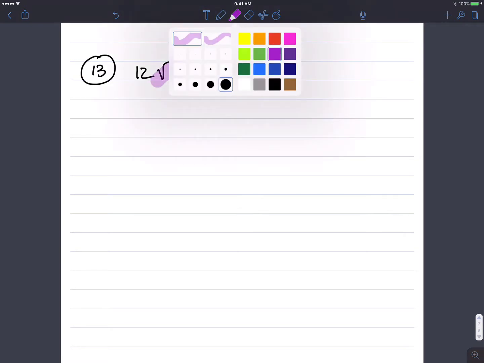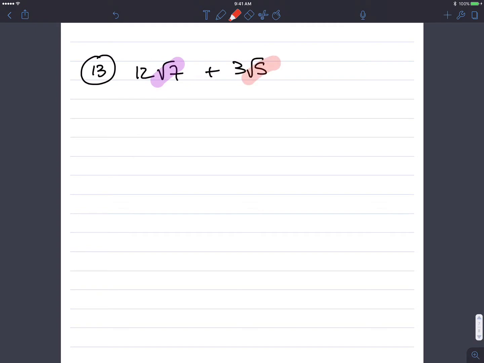Number 13, 12 times the square root of 7 plus 3 times the square root of 5. If I have 12 apples plus 3 bananas, or plus 5, sorry, let's go back. 12 apples plus 3 bananas. We cannot combine these like terms. They're not like, they're not the same. So, we're done.